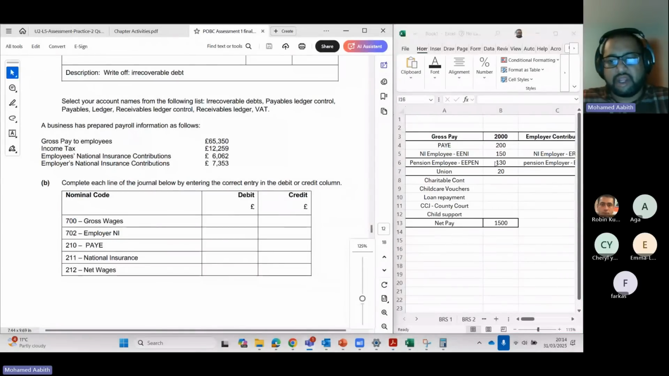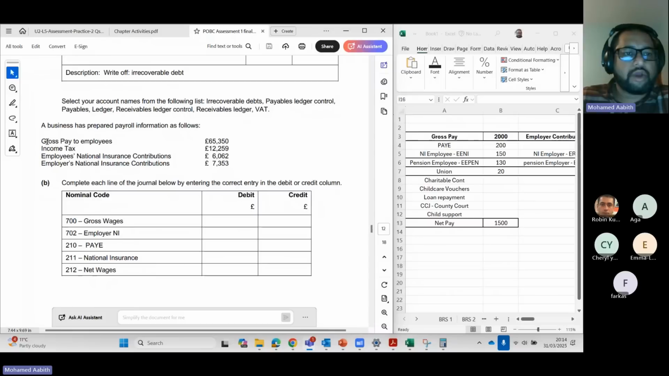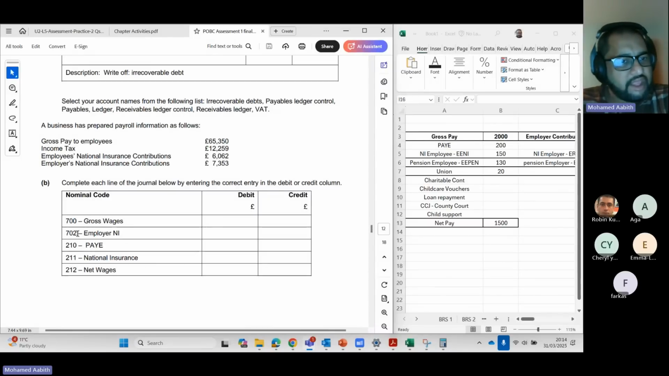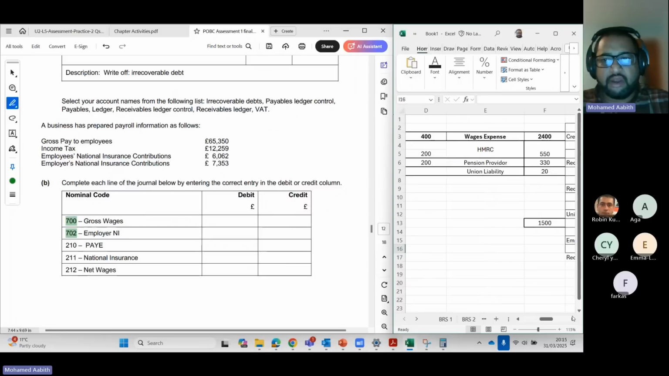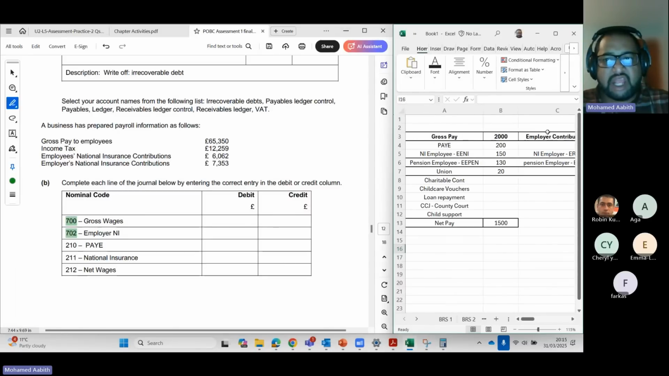Okay, so now let's look at it. In this scenario, the gross pay to employee and the employer national insurance. Can you see these two here? They have a particular code. Can you see 700? In your accounting software, anything starting with the 7 on the nominal code is your expense. So these two will be your expense when it comes to this particular wages expense we're talking about. Therefore, your gross wages plus any employee contribution.